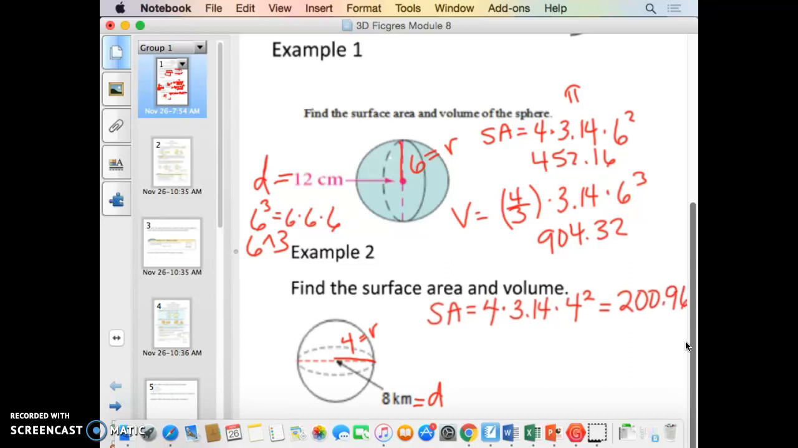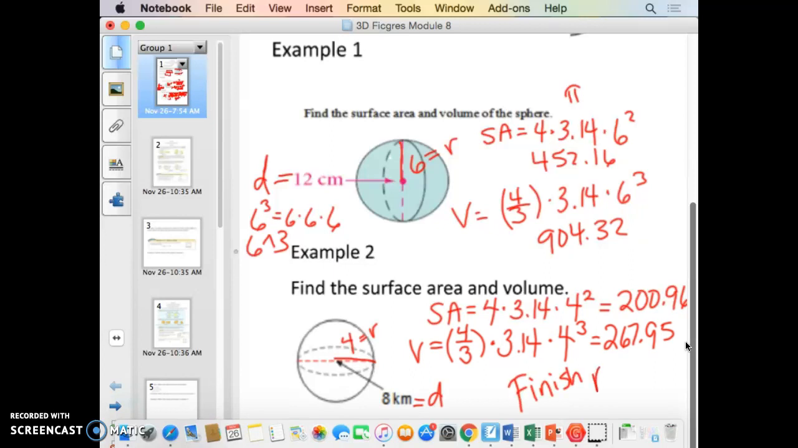My volume is always going to be 4/3. And again, I'm going to put that in parentheses because it's a fraction. Times 3.14 times 4 cubed. And what you end up with is 267.95. Okay? What you need to do is finish page 2. And you'll look for the answers on Canvas.